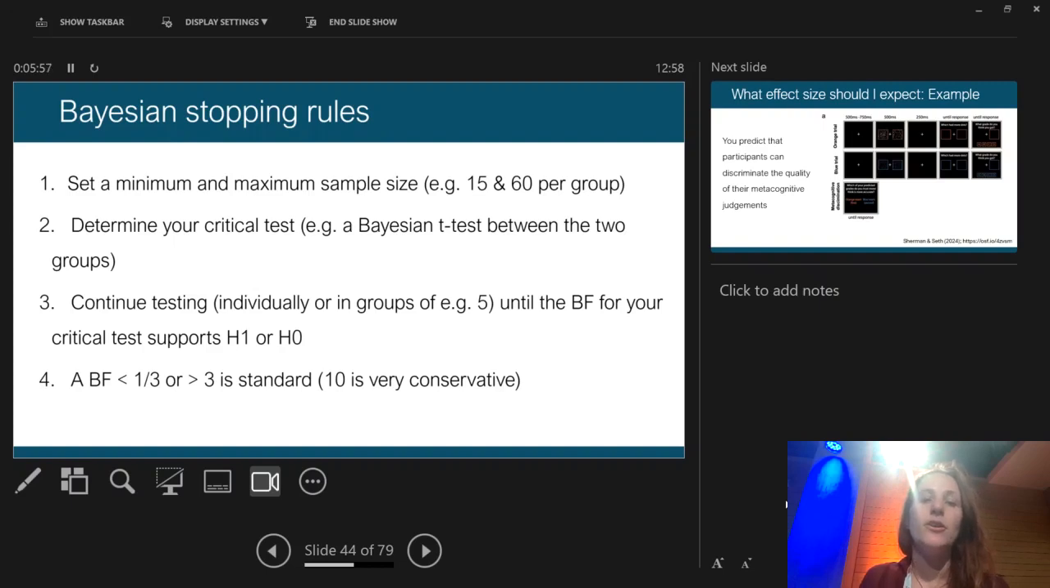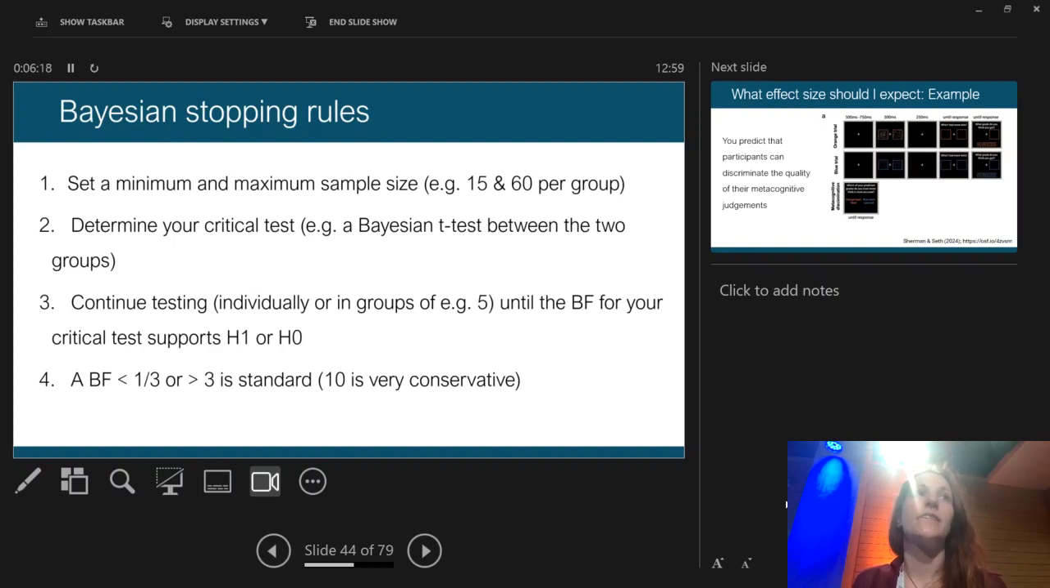So here, you would set a minimum and a maximum sample size. So you say I have to collect, for example, at least 15 people per group. Otherwise, I'm just worried I'm measuring measurement noise. And say maximum 60 per group, because it's a really intensive study and realistically you can't do more than that.